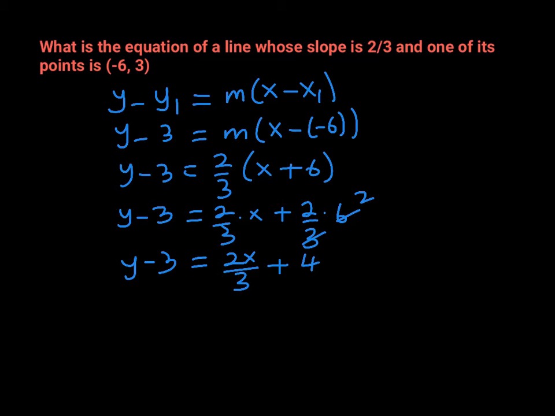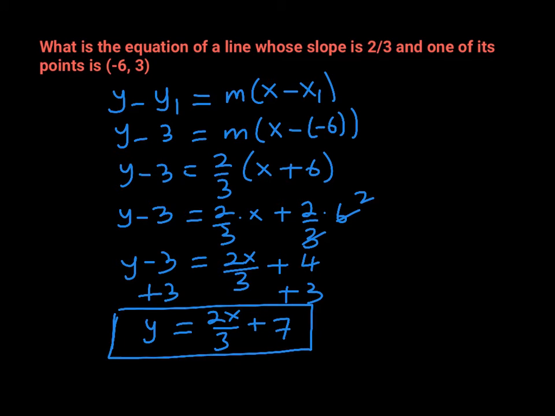We're not done yet. Now we still have negative 3 on the left. We only want y to be alone on the left. So we're going to add 3 to both sides. So what we have here is y equal to 2x over 3 plus 7. Now this is the equation of the line that we're looking for. So the equation of the line whose slope is 2 over 3 and one of its points is negative 6 and 3 is given by y is equal to 2 over 3x plus 7.